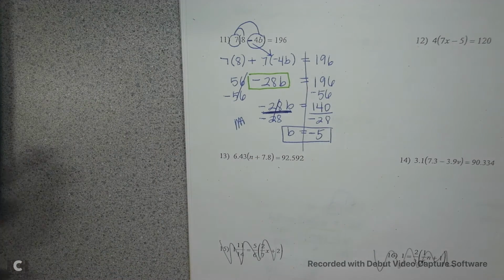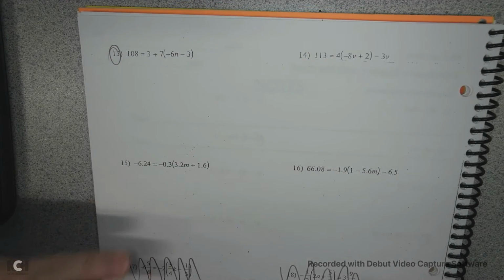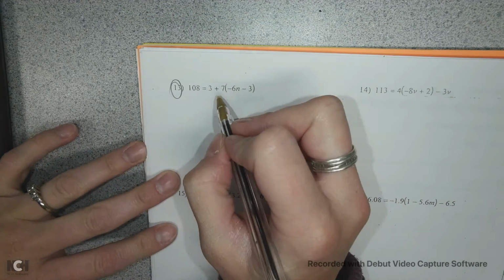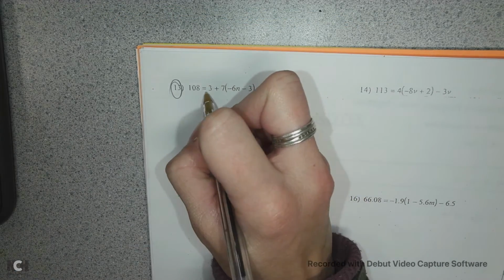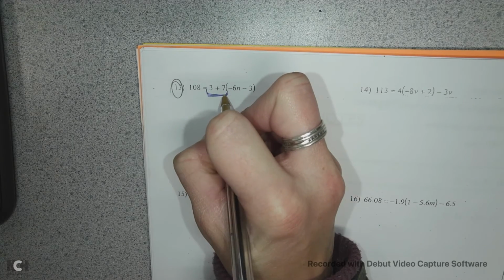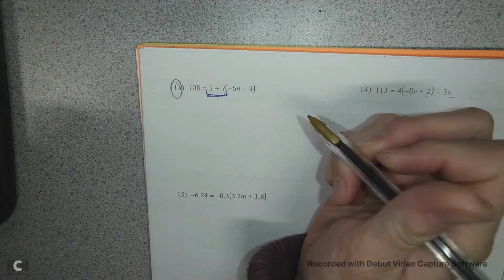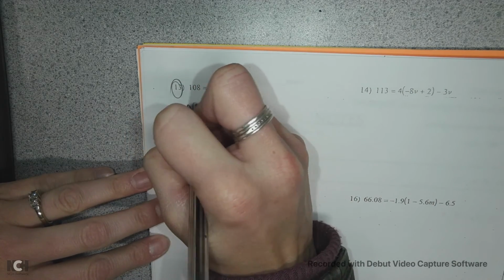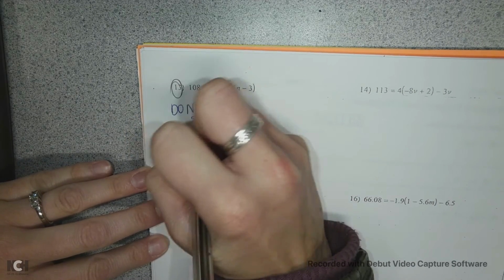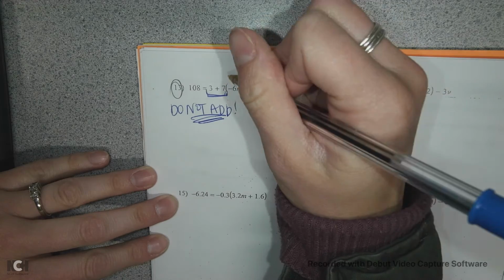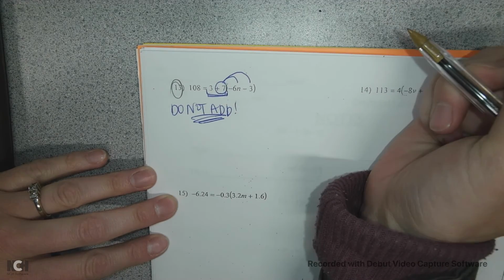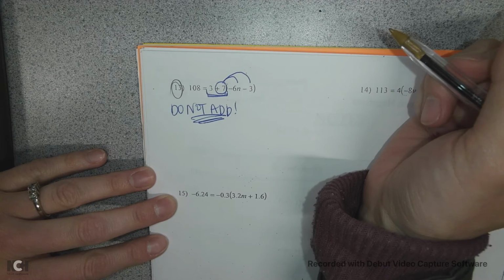Let me see if there's anything more. Okay, I found one more that I want to talk to you about. Remember, if your problem looks like this, we talked about this a little bit in the previous video. If you have two numbers out in front, you might think, I'm going to add them to start. Do not add to start. The first thing you have to do is distribute. Distribute this positive 7 to the 6n and the negative 3. Please make sure you do that first.